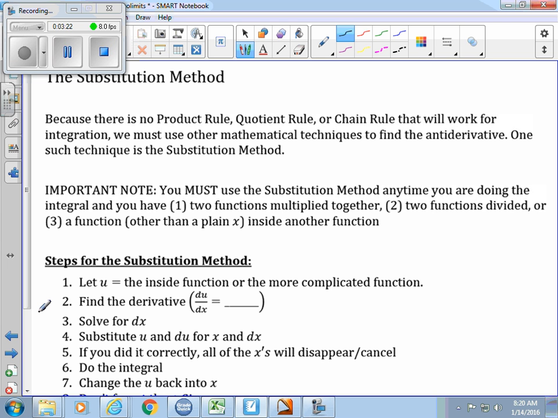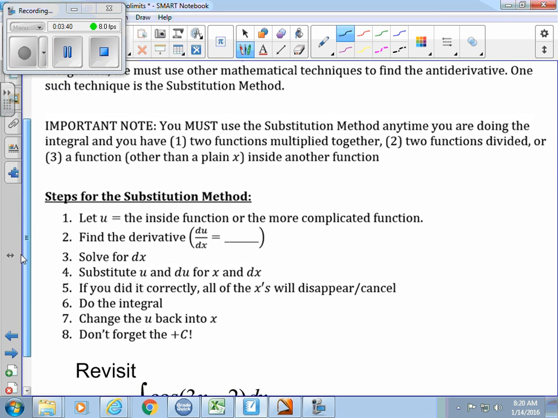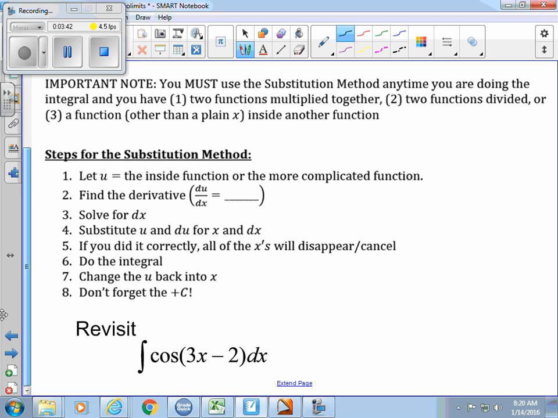If that fails us, and we have two functions multiplied together, two functions divided, or a function inside a function, like cosine of 3x minus 2, then we are going to use substitution. Again, don't forget to try algebra first. So step 1, you're going to let u be the inside function or the more complicated function. I am going to show you a way to kind of help you pick out the u. For now, think about the most complicated part and try that first. Sometimes you will pick the wrong u first and it won't work, and you'll try again.